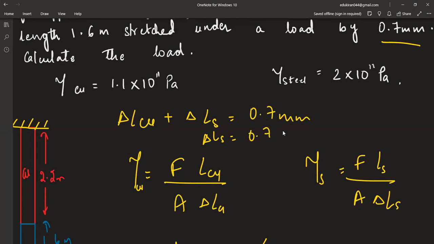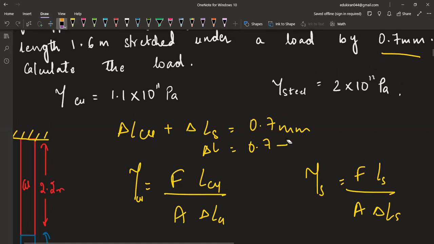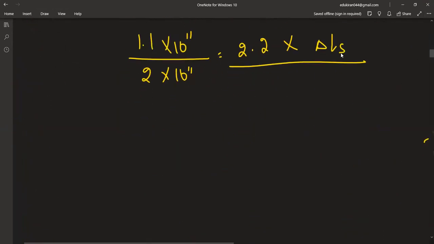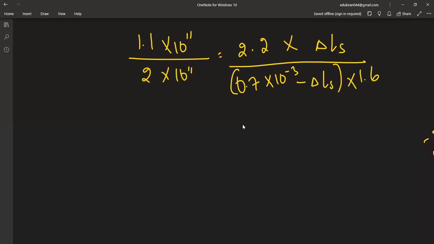It will be 0.7 minus change in length of steel. But we are writing length of copper itself, no? So let's write steel here and copper here. So from here, the change in length of copper will be 0.7 minus change in length of steel. Same thing I'm writing so that we have the same variable. That's why I'm writing this: 0.7 into 10 to the power minus 3 minus delta LS, into 1.6. So from here, the unknown variable is delta LS. This only you have to calculate, the delta LS value.